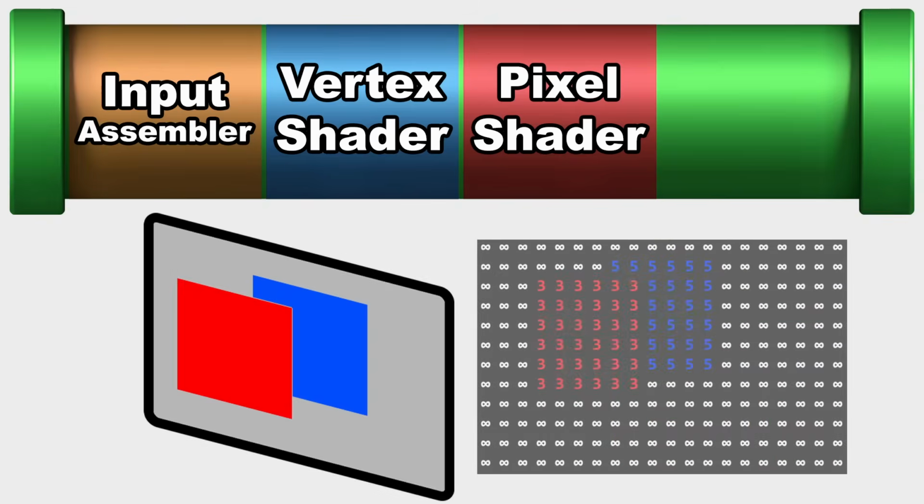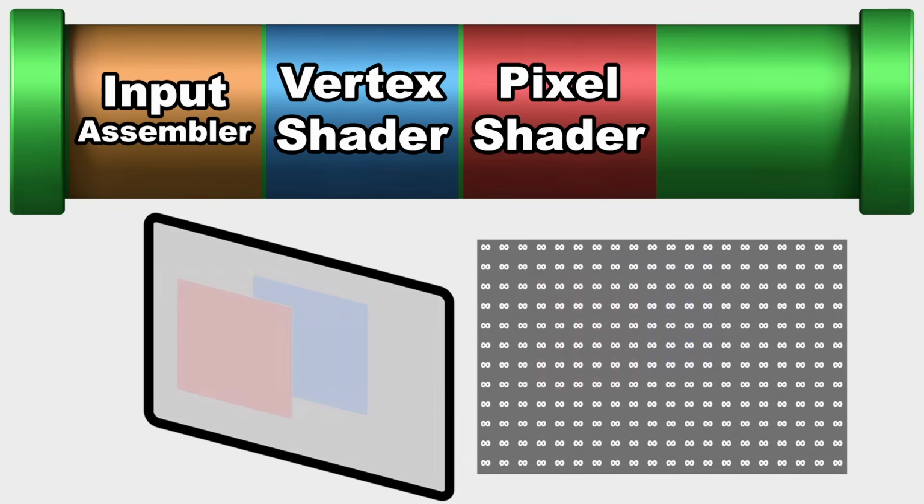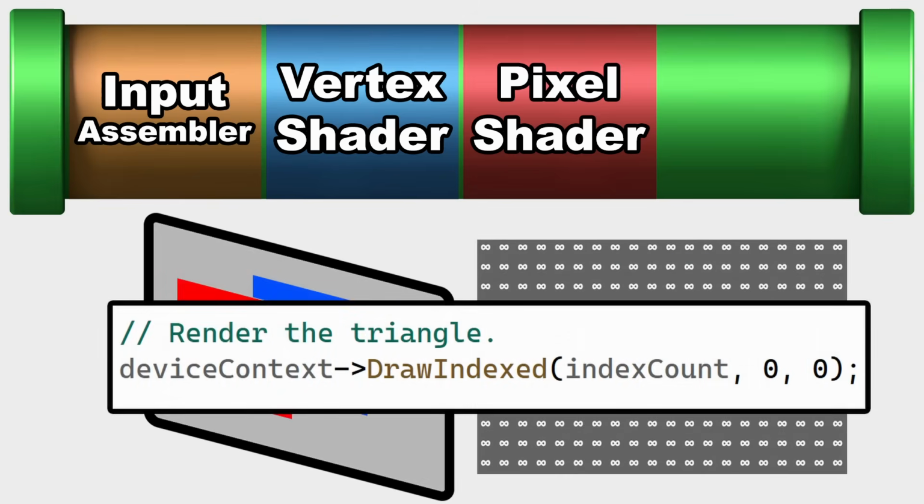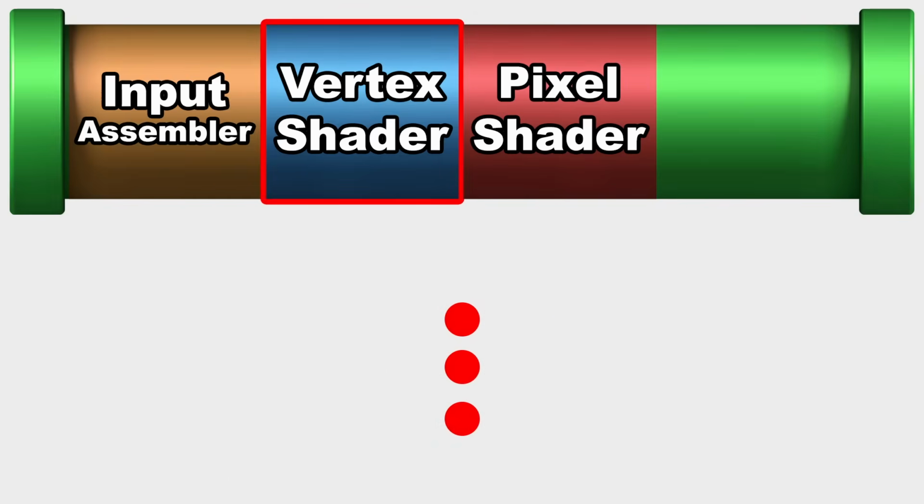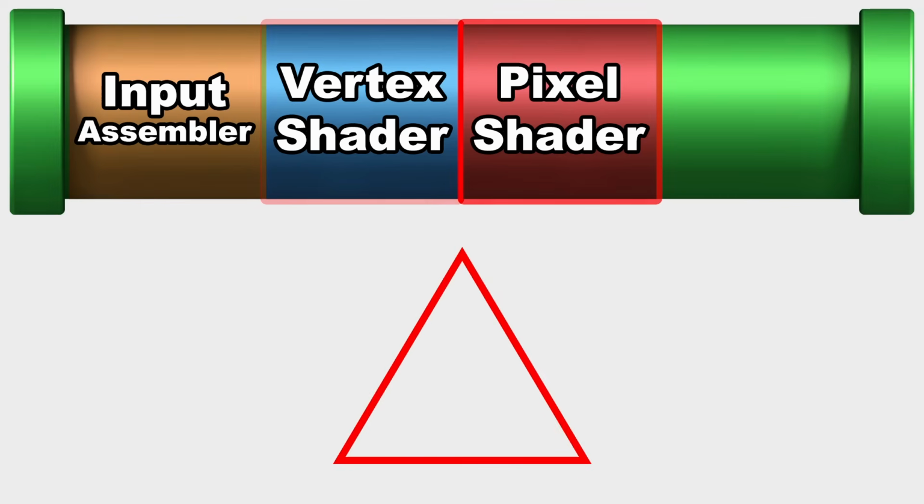Then, the rendering process can be kicked off by clearing the back buffer and depth buffer, then calling the device context drawIndex function, which will feed the prepared data into the rest of the pipeline for processing. The second stage passes each vertex through the previously loaded vertex shader, which determines where the triangle is located in clip space. And then, in the next stage, the pixel shader determines the color of each fragment in the triangle.